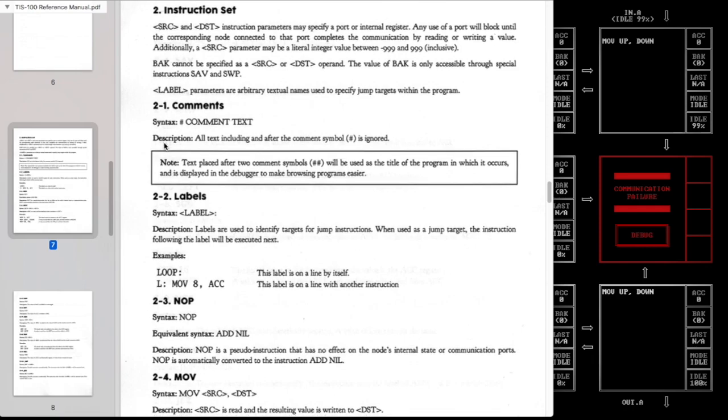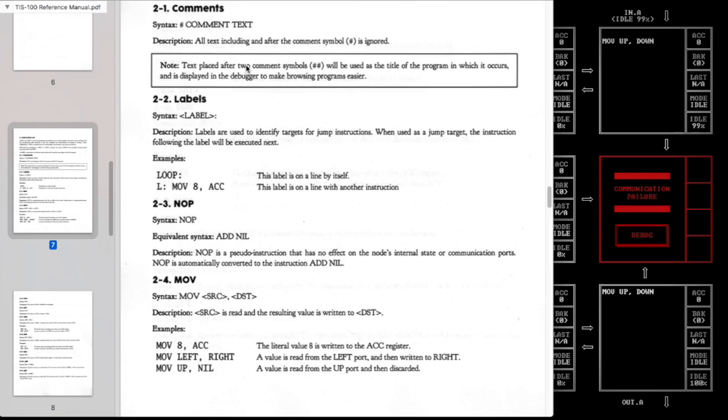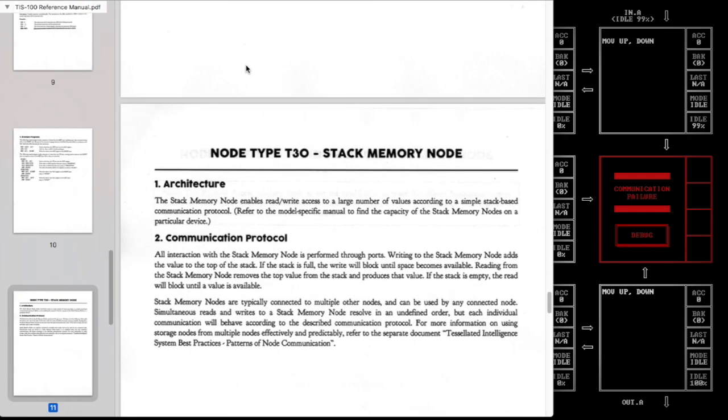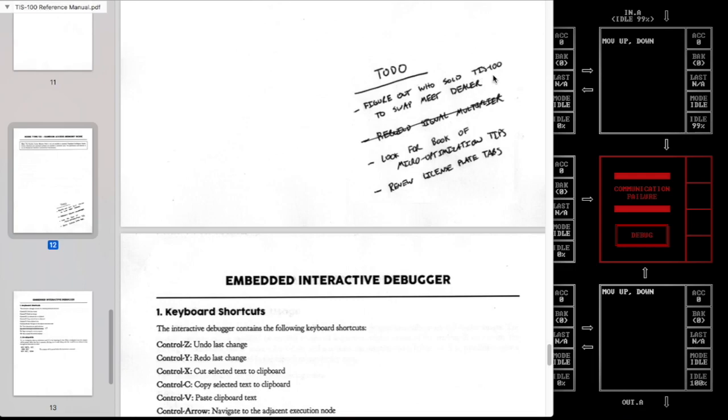Cool. Instruction set. Source and destination instruction parameters may specify a port or internal register. Any use of a port will block until the corresponding node. Comment text. Labels. Stack memory node. Random access. To do: figure out who sold. Swap meet dealer. Look for book of micro optimization tips. Renew license plate tabs.